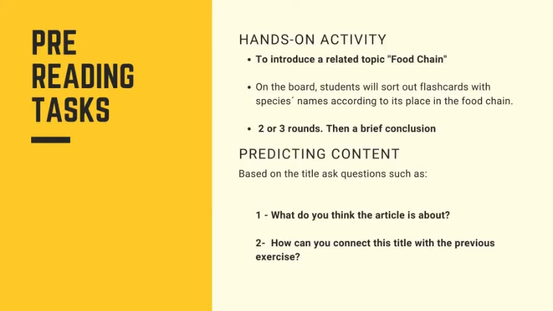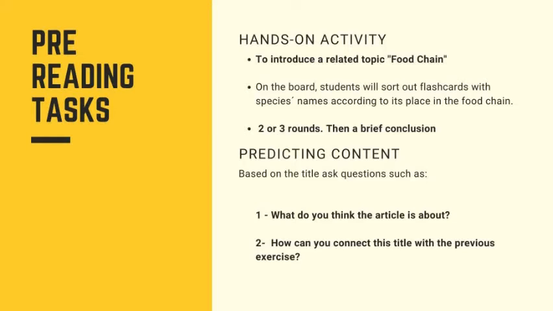Let's move on to the didactic purpose. The first pre-reading task is a hands-on activity. We will introduce the topic of the food chain in this case. Books closed, flashcards will be provided, and they will present several species names, such as animals, insects, of course with crickets among them, plants, and the human being. The students will have to organize the flashcards according to their place in the food chain.